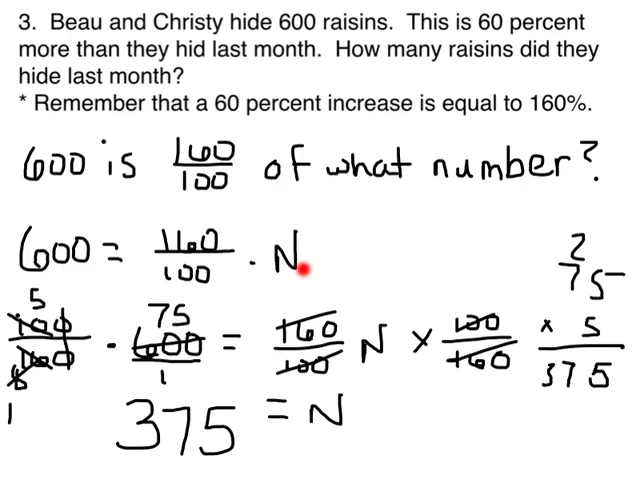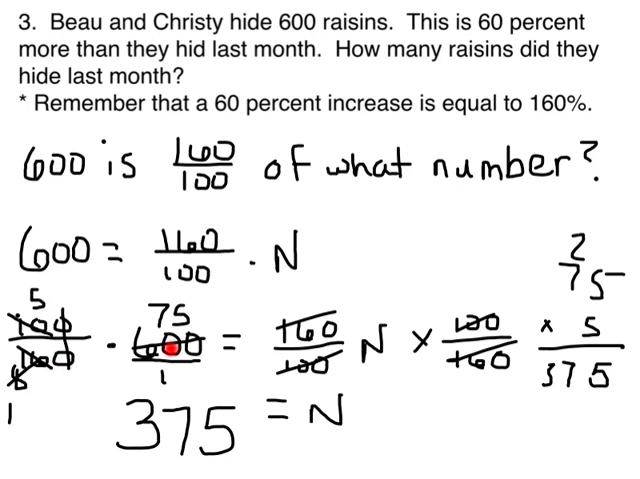Alright, so I set it up into an equation. 600 equals 160% of what number? Now to get n by itself, I need to get rid of this. So you invert and multiply. So I've done that here, 100 over 160. I did the same thing over here, 100 over 160. All of these canceled each other out, leaving me with n.